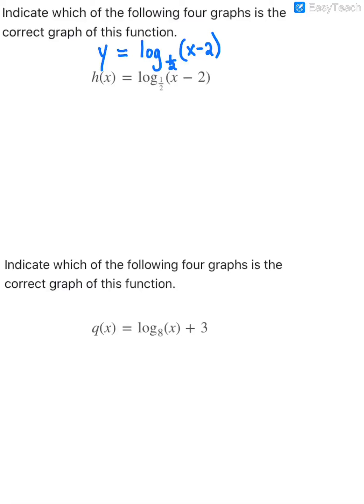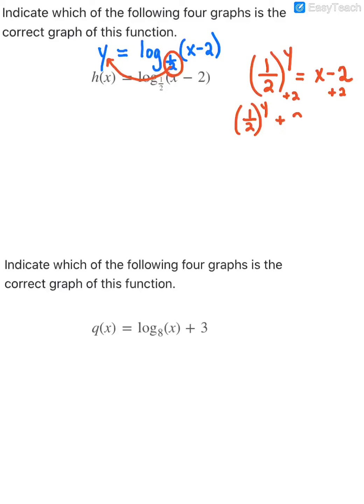So when we go to exponential form, this is always your base, and then the term by itself is always your power. So what we're saying is that is equal to x minus 2. Now, it's easier if you go ahead and get that x by itself, because then we're just going to build a table so that we can plot points. So we have 1/2 to the power of y, and then plus 2 is equal to x.